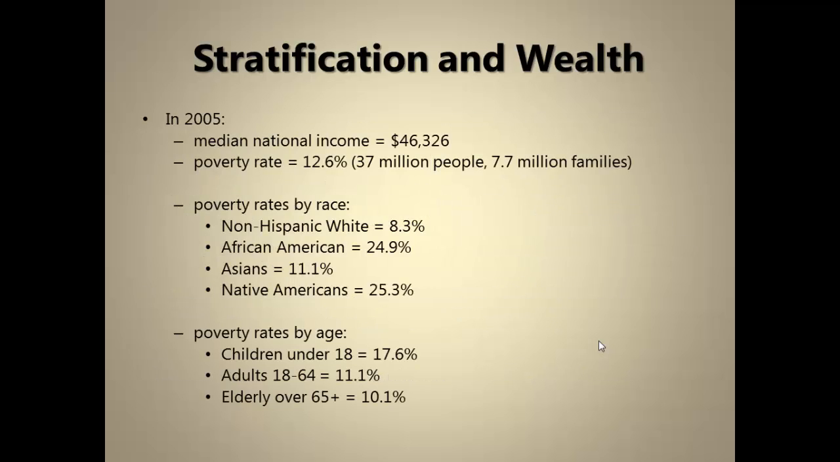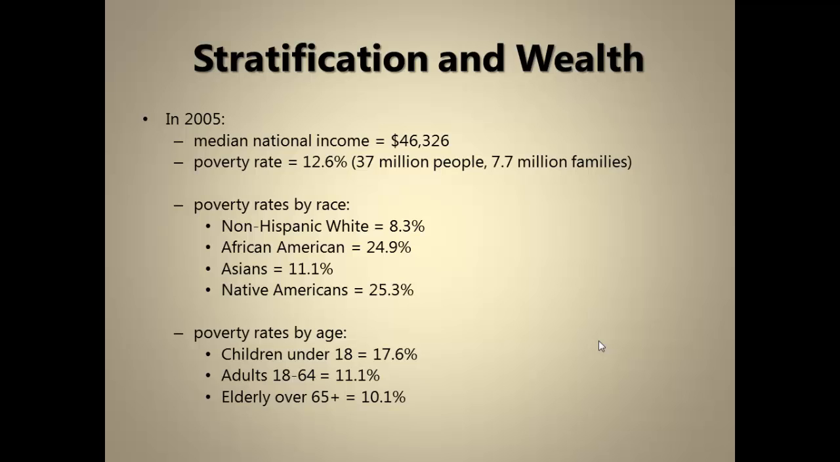Some more interesting information for you, just some statistics. Again, may not be exactly the same as what's in the text, but in 2005, the median national income was $46,326. Now, if you remember from your economics class, or your intro to sociology class, or a statistics class, the median is not the average. The median is the midpoint.